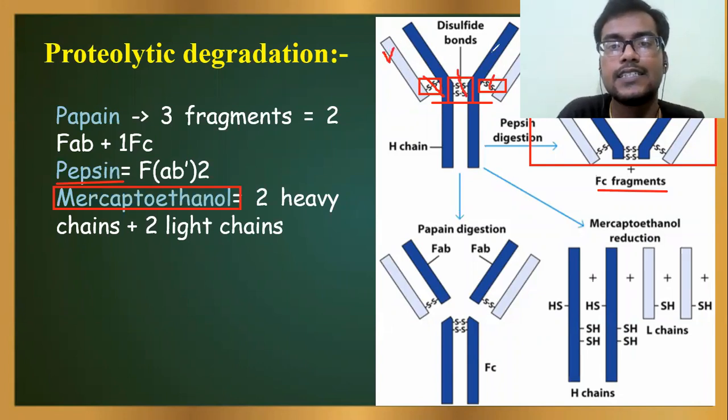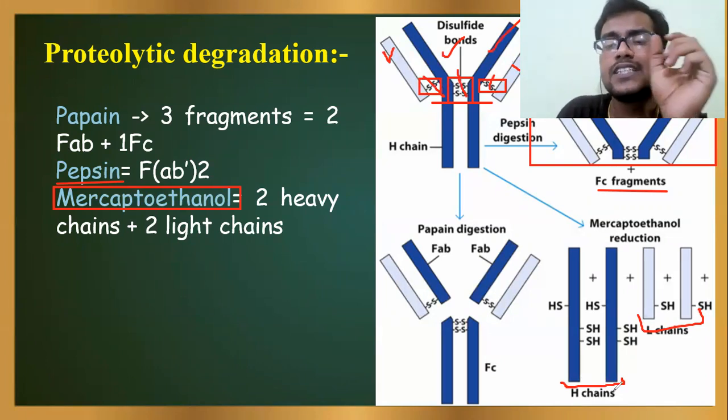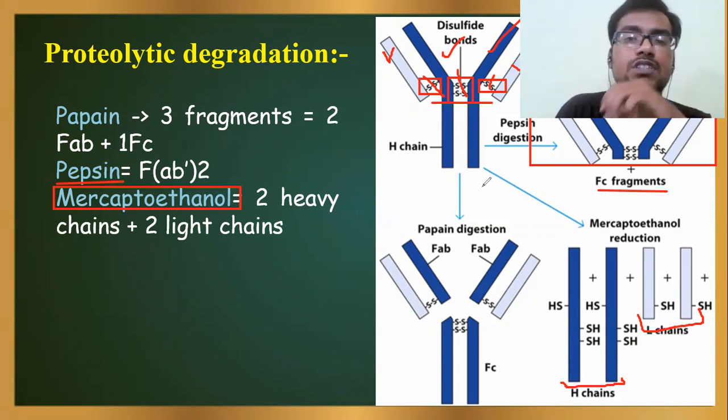this light chain, this light chain, this heavy chain, and this heavy chain. As shown in the diagram, 2 light chains are separated and 2 heavy chains are also separated. So 4 chains are found. When we detect their weight, each heavy chain weighs about 50 kilodalton, whereas the light chain weighs about 25 kilodalton approximately.